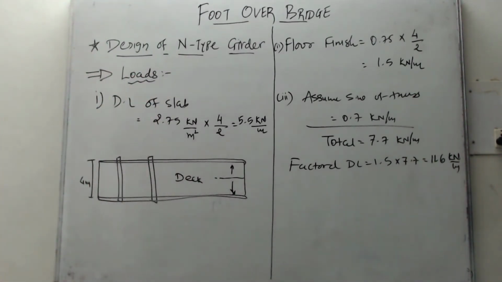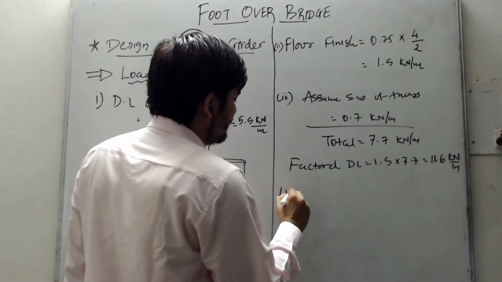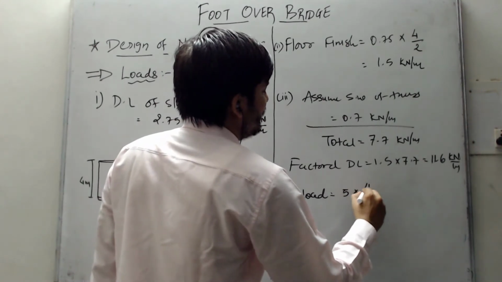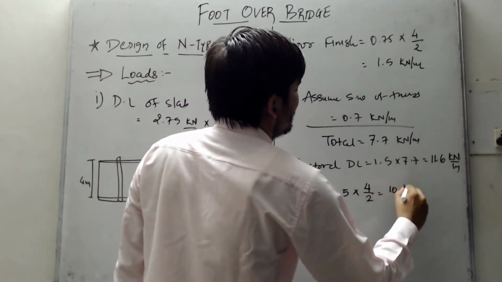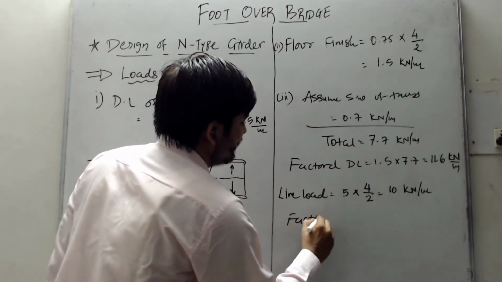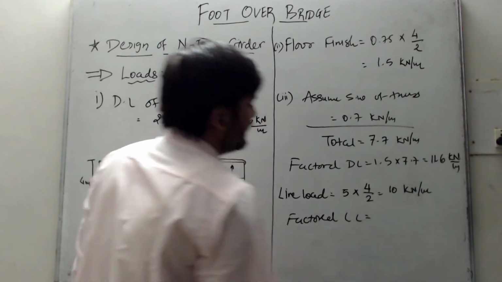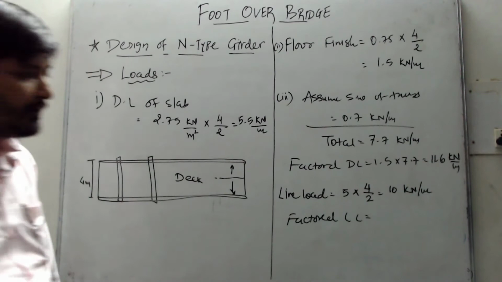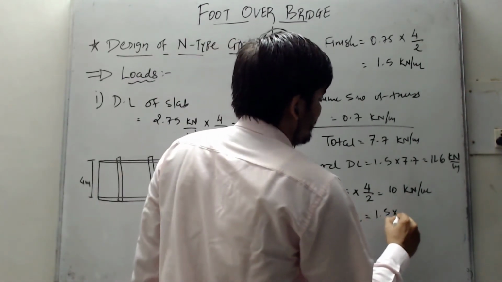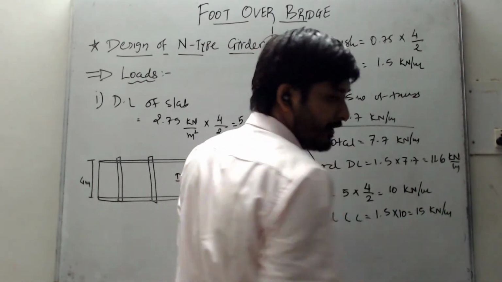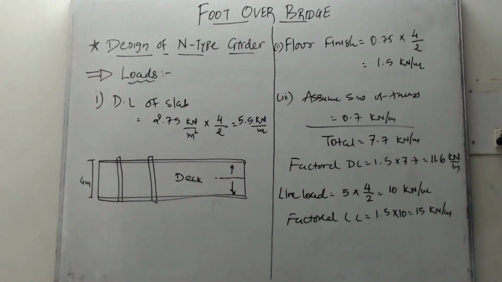Similarly, I need to find out live load also, right? So now live load was given in the data as 5 multiplied by 4 by 2. So this will be 10 kilonewton per meter. And then I need to find out factored live load. Factored live load will be 1.5 multiplied by 10, which is 15 kilonewton per meter, right? So these are my dead loads and live loads.